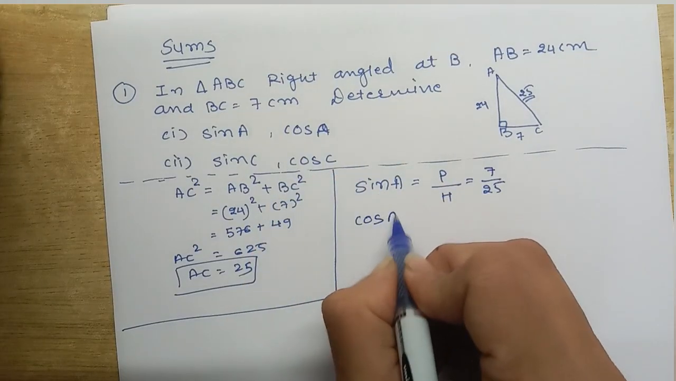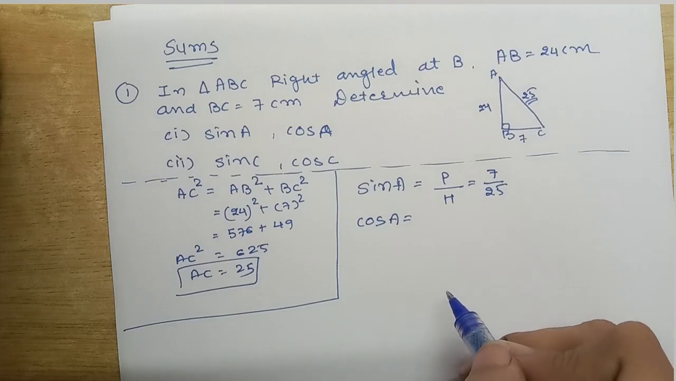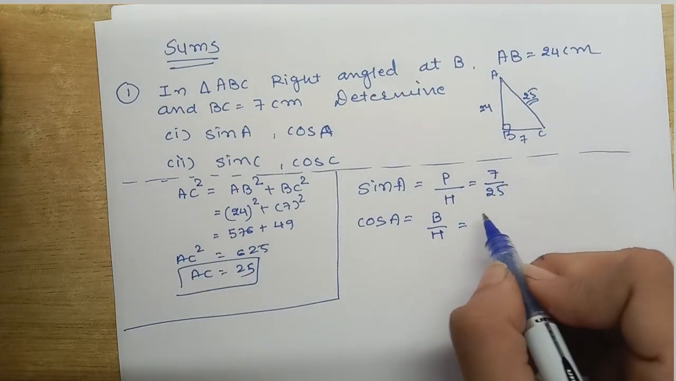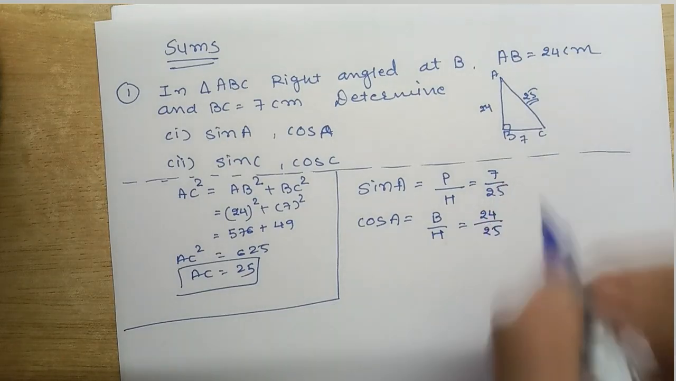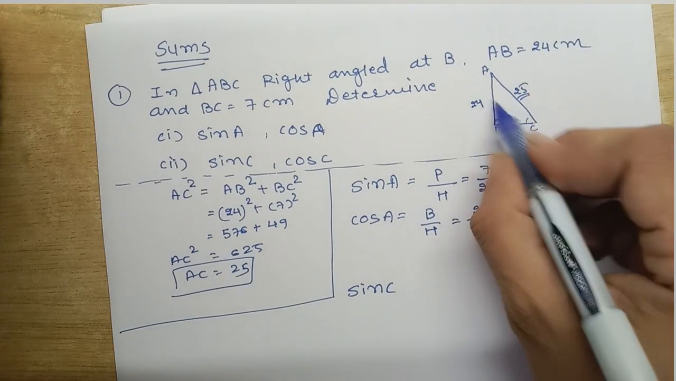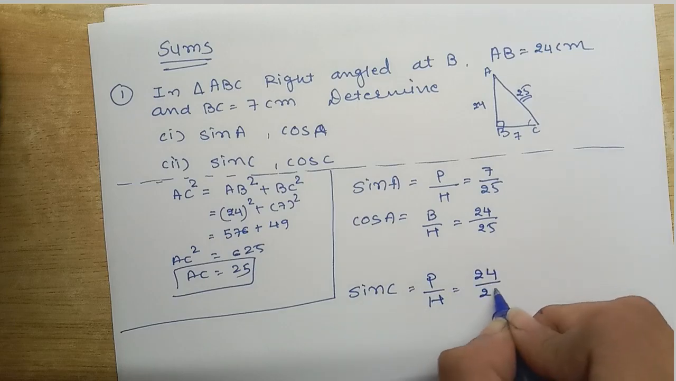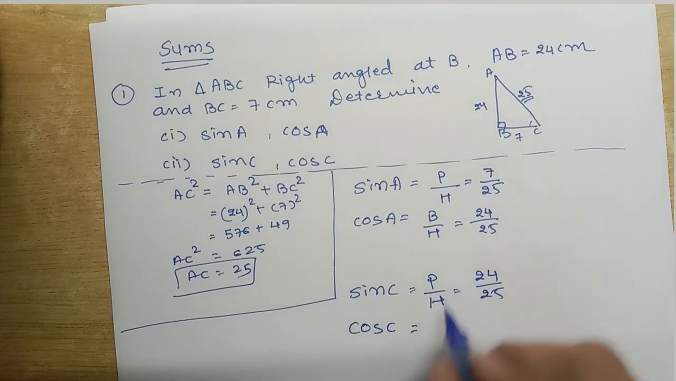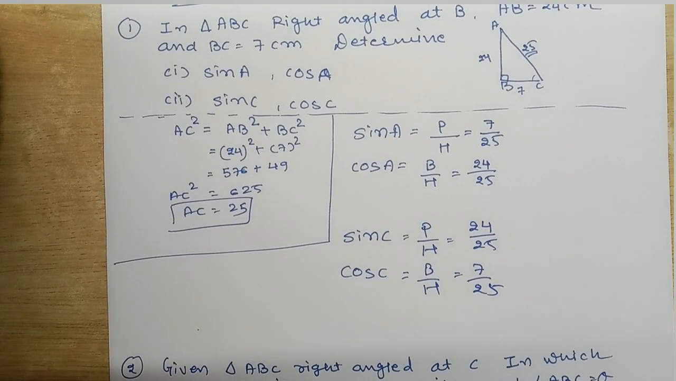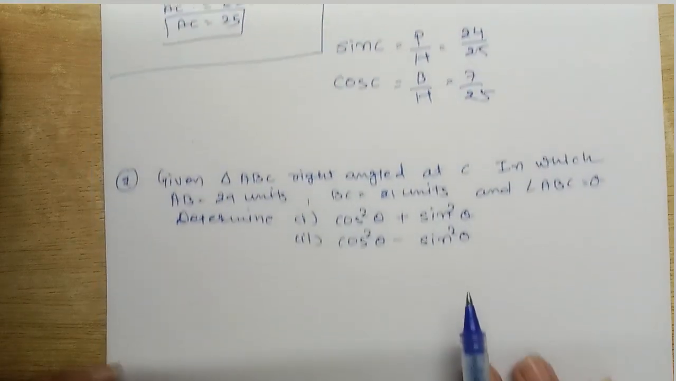Cos A. What is cos A? Pause the video and think for some time. Cos A is base upon hypotenuse. What is base? Base is 24 upon 25. Sin C. Now the notified angle is this. So opposite of the notified angle is the perpendicular, which will be 24 upon 25, and cos C, which is base upon hypotenuse. What is base? Which is 7 upon 25, and we found out the value of all 4 units. I hope you have understood this. Let's go to question number 2.